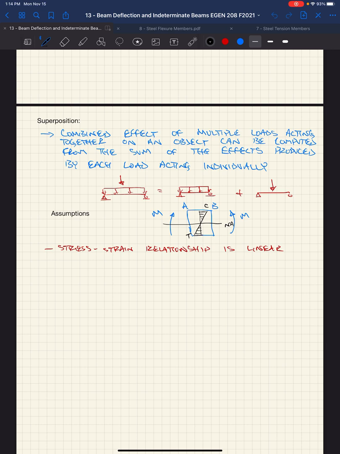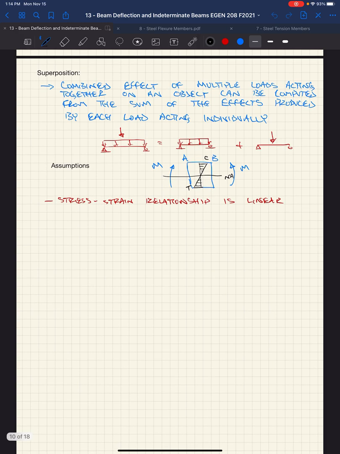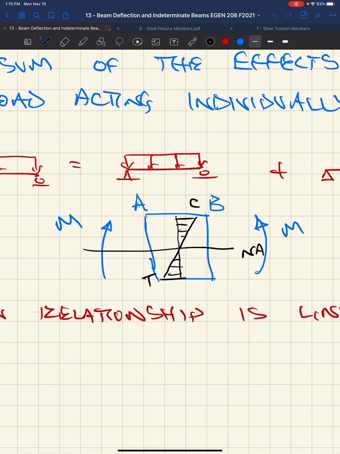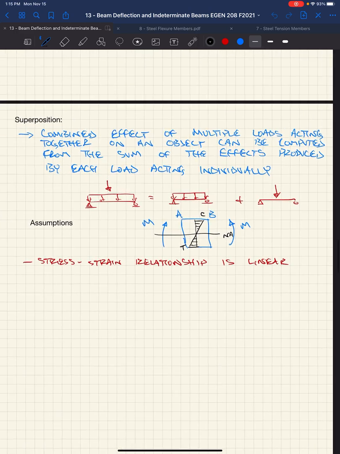Okay. Some assumptions that we have to make, though, is that the stress-strain relationship is linear. So going back to our radius of curvature derivation, with our stress, negative My over I, the same thing holds true. So the stress in our cross section is linear as we make our way from our neutral axis, the location that has 0 strain, which is 0 stress, outward. We have a linear relationship between stress and strain.